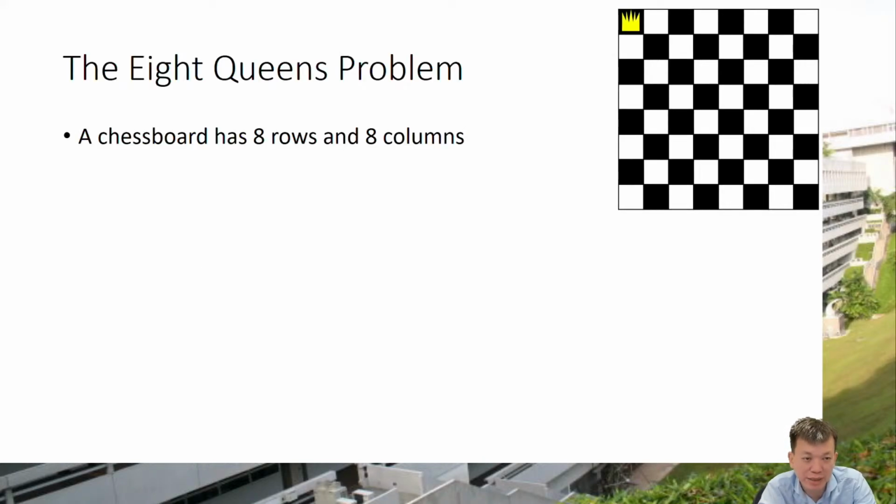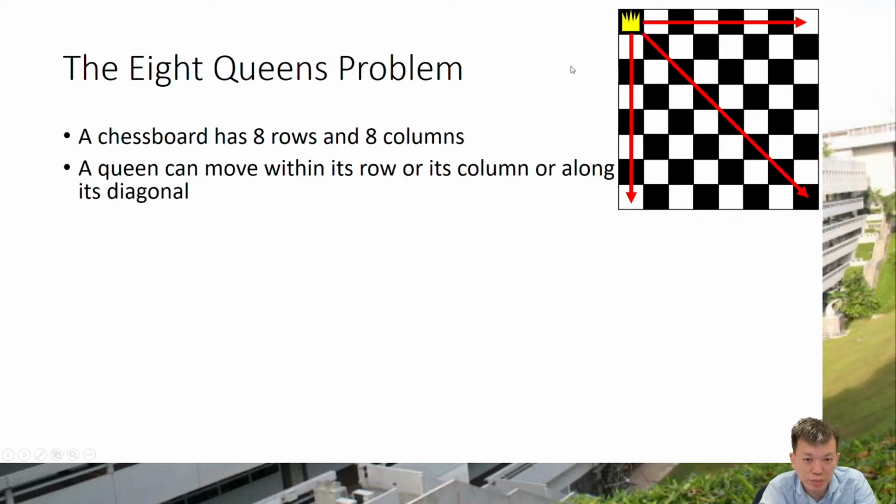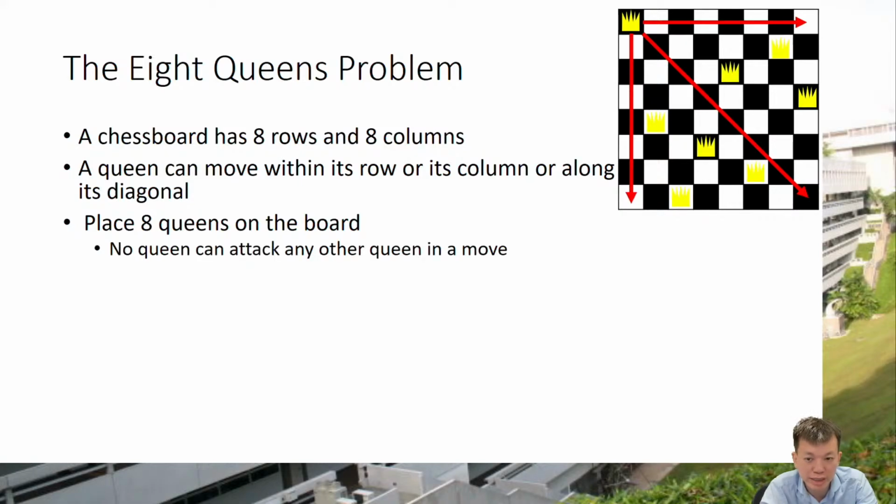Basically, the eight queens problem is like you have an 8 by 8 chessboard, and you're trying to put queens. Of course, you can only put 8 queens on the board, because the queen can move horizontally, vertically and diagonally. So you're trying to put 8 queens on the board such that no queen can attack each other. That's the thing you need to do. But how do you put these 8 queens on the board?